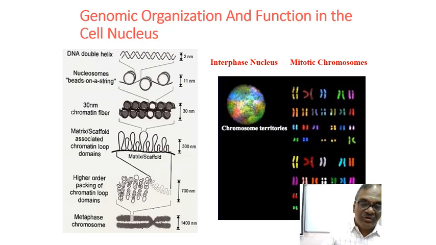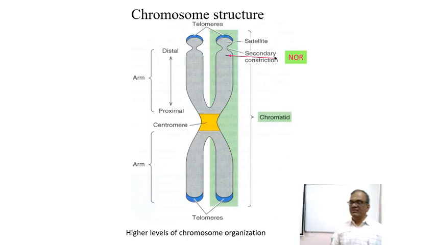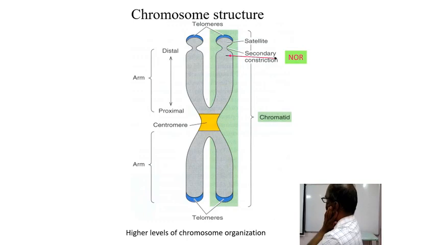Just one time you see that, then we will move. So it is a very big organization. Chromosomes are very much compacted. In that, how the centromere and telomere regions are there, where the satellite sequences are present, and what is the proximal arm or distal arm. So everything, if you know the secondary constriction, primary constriction. Primary constriction is the centromere, and this is the general structure of the chromosome.